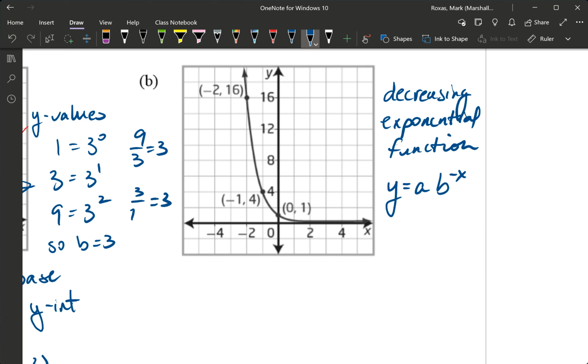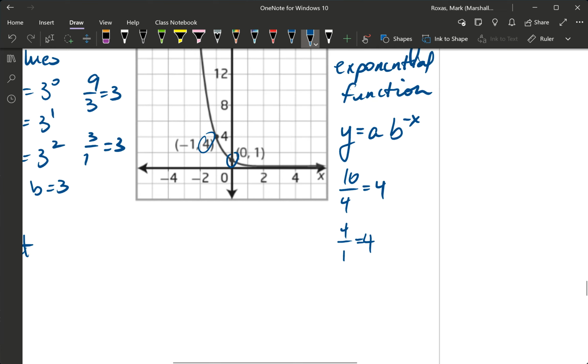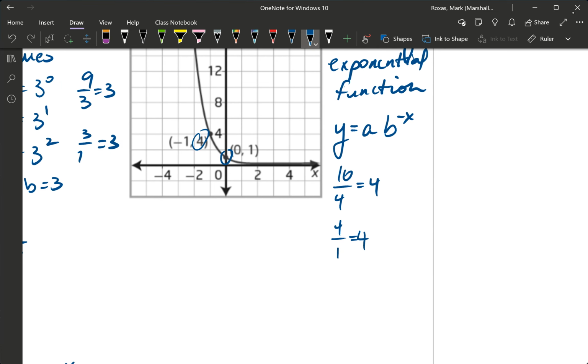Okay, so if I look at the ratio between consecutive y values here, so I have 16 and 4, right? So 16 over 4 equals 4. And then 4 and 1, right? Sorry, 4 over 1 equals 4. So consecutive ratios are the same, 4. So I could express my function as a power of 4. Right? So I would use y equals a times 4 to the power of negative x as my function.